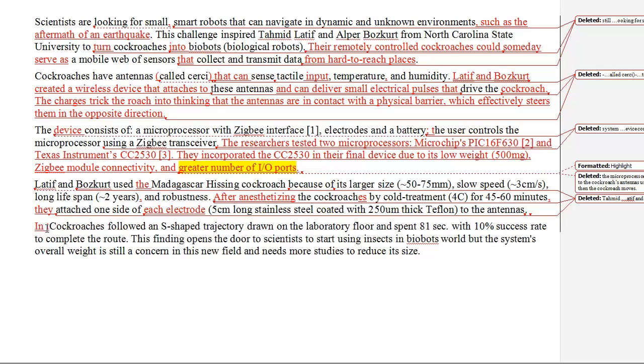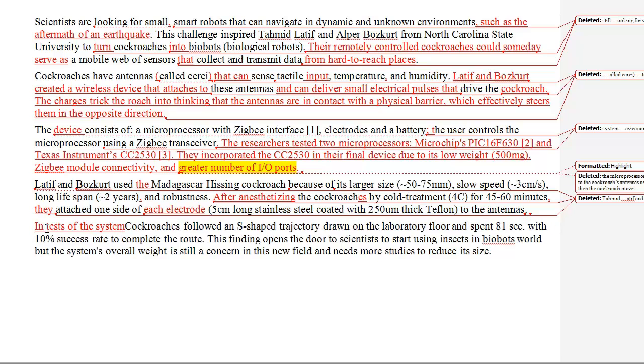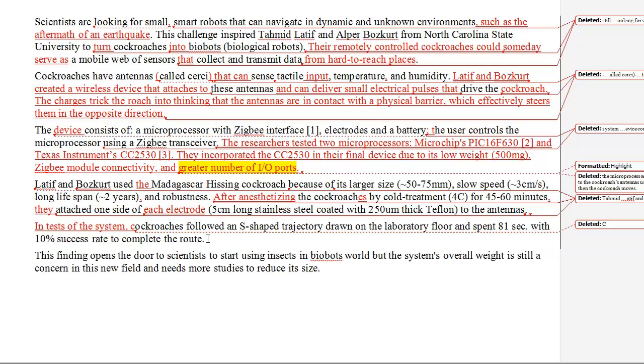So I'm going to say, in tests of the system, I'm going to be very explicit and let the reader know, hey, we developed the system, we also tested it. So in tests of the system, cockroaches followed an S-shaped trajectory drawn on the laboratory floor and spent 81 seconds with 10% success rate to complete the route. Now, I'm wondering if that's an error.